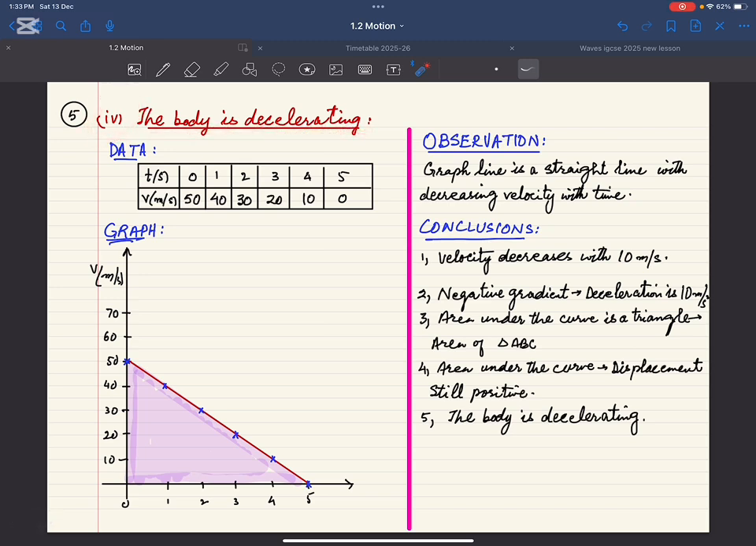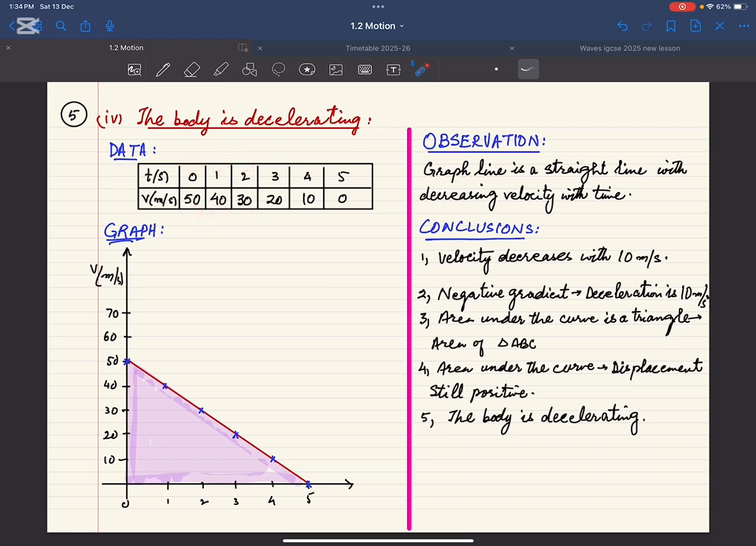In this case, what is the basic concept of deceleration? When the velocity decreases with time, we have deceleration of the body. So in this case, we observe that at 0 seconds, when we have not started the stopwatch, the time was 0, and at that moment the velocity is 50. But once we move forward, after 1 second, we find that the velocity becomes 40. After 2, the velocity becomes 30, and so on.